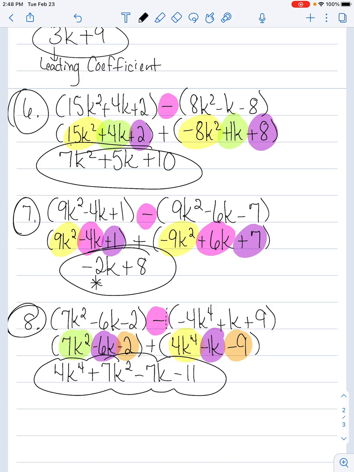So our polynomial, or our simplified expression, is 4k to the 4th plus 7k to the 2nd minus 7k minus 11. And what is our leading coefficient? Our leading coefficient would be 4, because that is the term with our highest exponent. So our leading coefficient is positive 4.